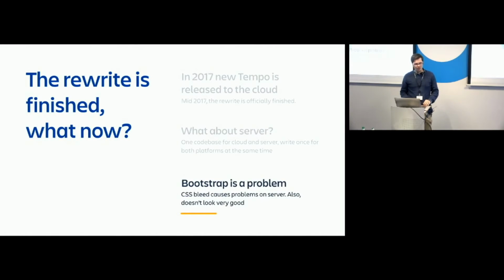And we immediately started experiencing problems with Bootstrap. Bootstrap is a very big dependency. At that time, it was really big. And the Bootstrap CSS just bleeds everywhere in the DOM. It affects DOM elements that you wouldn't expect. But the biggest downside of using Bootstrap is that your application looks like a Bootstrap application, which isn't really nice. And our designers were not happy with that. So they said, we want to redesign Tempo a bit.